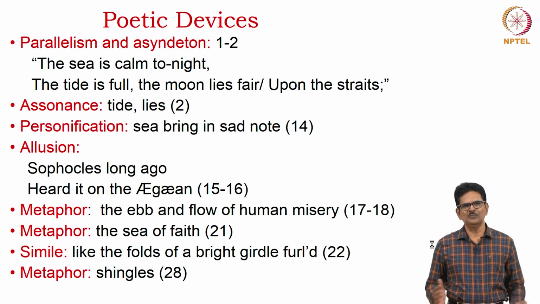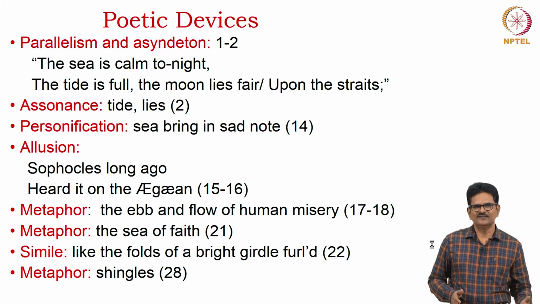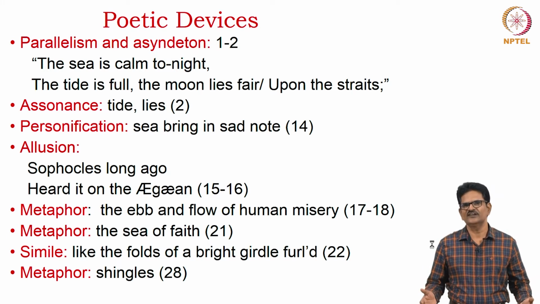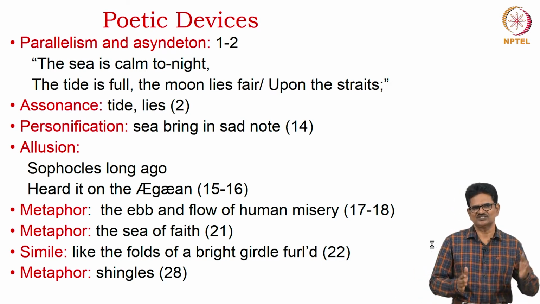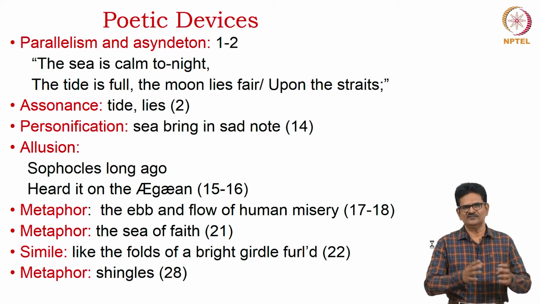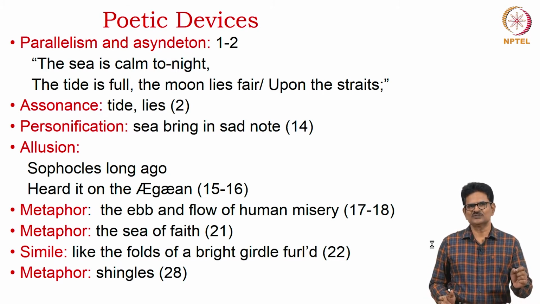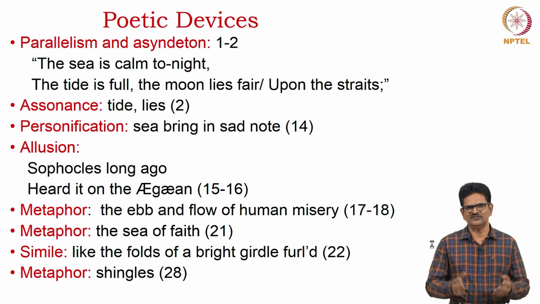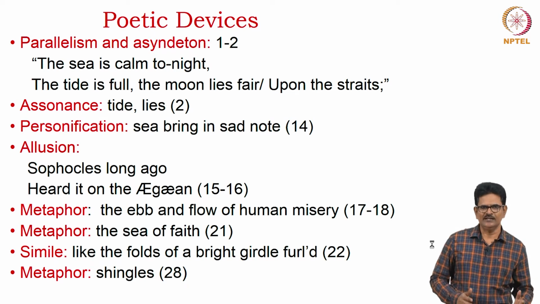Arnold has used a number of poetic devices in this poem. We notice the parallelism and asyndeton in the very first lines. The sea is calm tonight, the tide is full, the moon lies fair upon the straits. Parallel structure of subject, verb, complement, like this we find in all the three phrases. And then we also notice that Arnold has not used the conjunction and to connect them, that is where we have this asyndeton. We have assonance in two words, in line number 2, tide and lies.